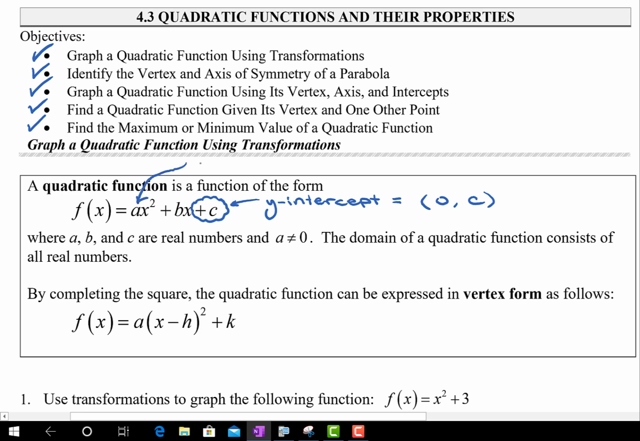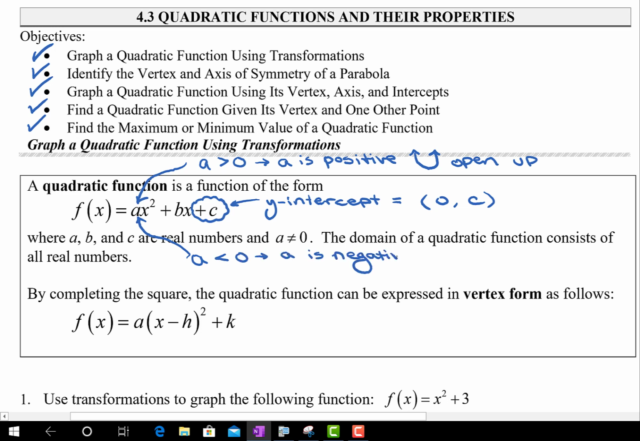And the a in front of the x squared part, if it's greater than 0, that means it's a positive value, and that will tell us the parabola is going to open up. So I'll just draw a little parabola here opening up. And if that a value happens to be negative, that means a is less than 0, then the parabola is going to be opening down.